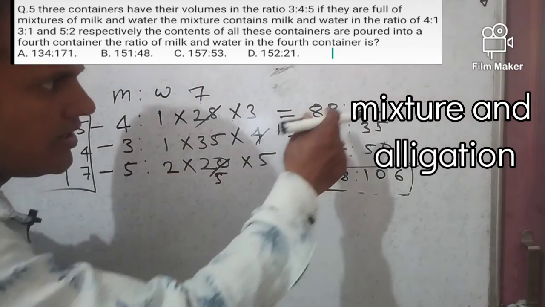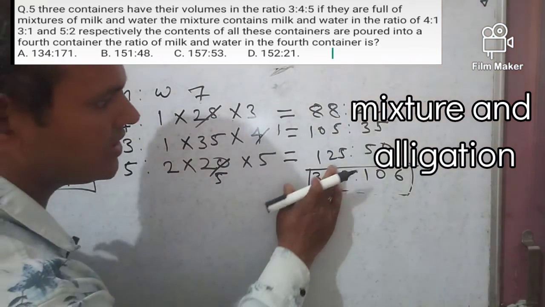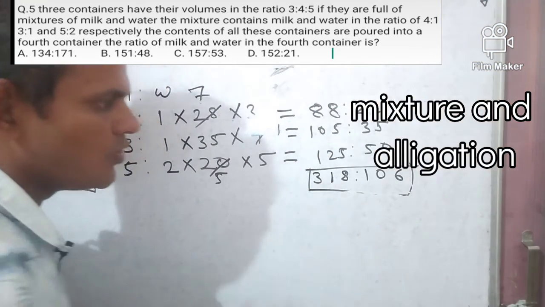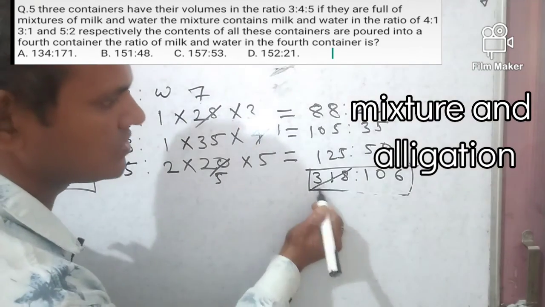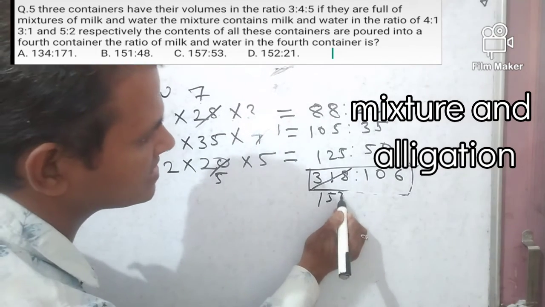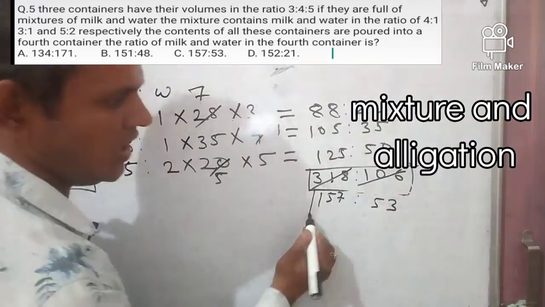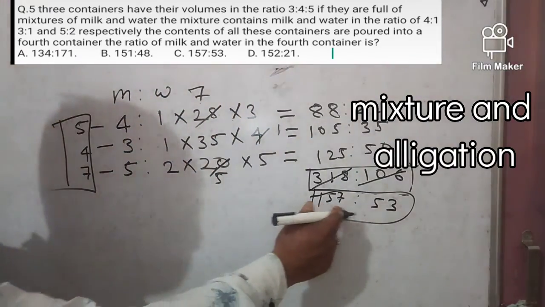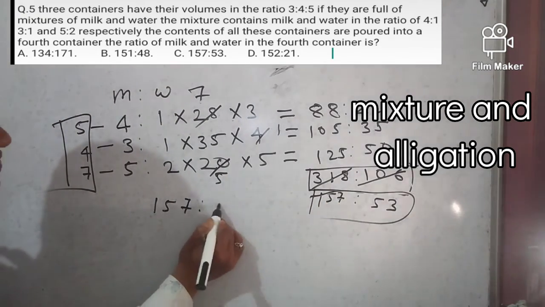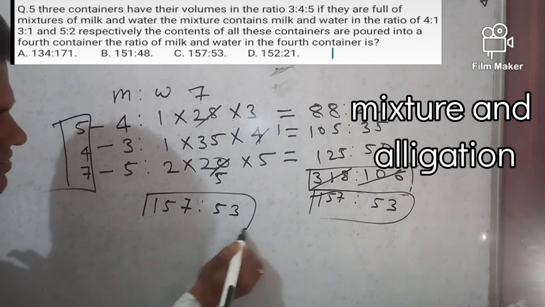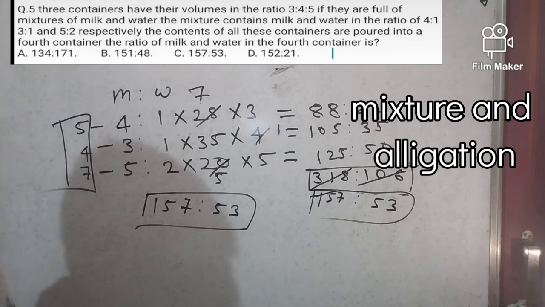One second friends. 8 plus 5 is 13, 13 plus 5 is 18, 8 plus 2 is 10, 10 and 1 here. So 318 is to 106. It simplifies to a 157 ratio and it is 53. So our answer is 157 is to 53, right? The new ratio is 157 is to 53. It means option C is the correct answer. Move to the next question.